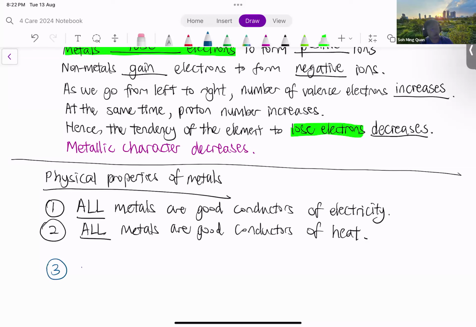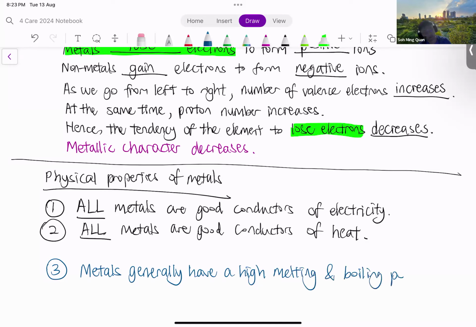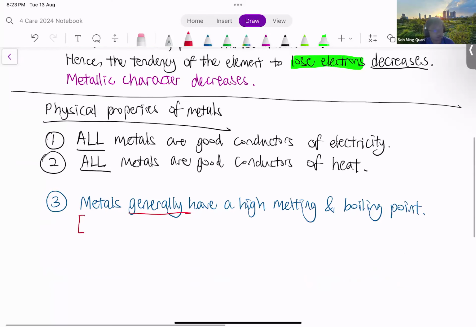And I'm referring to melting point. Metals generally have a high melting and boiling point. So generally speaking, metals should melt at a high temperature. However, you notice that for this property, I wrote "generally." Generally means most. However, there are exceptions, and you need to know the exceptions.